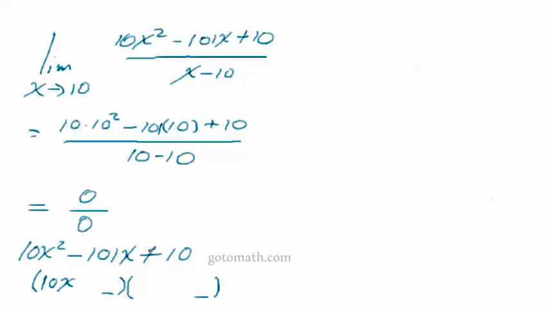Now we need to look at the factors of 10. You have 2 and 5, and then of course 10 and 1. So if I put a 5 here, we know that 10 times 5 is 50, but then we put the 2 here, and there's no way that we can come up with the 101, right? But if I put the 10 here, I know that 10 times 10 is 100, and then the 1 here, and when we add them we can get 101.